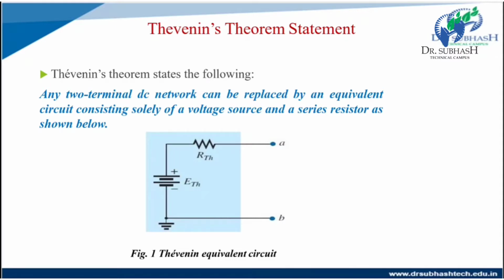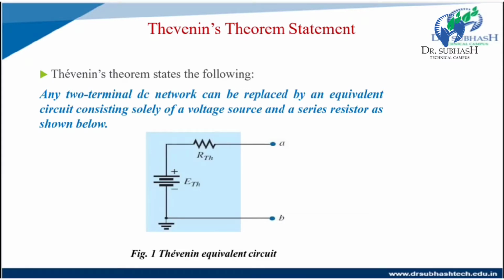That voltage is known as Thevenin voltage. It's called VTH or ETH, and the equivalent resistor is known as R Thevenin, meaning RTH. ETH means Thevenin's voltage. RTH means Thevenin equivalent resistance. So this figure is the Thevenin equivalent circuit.